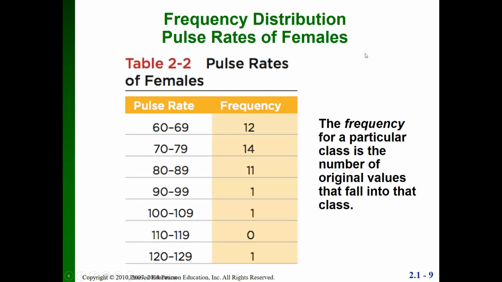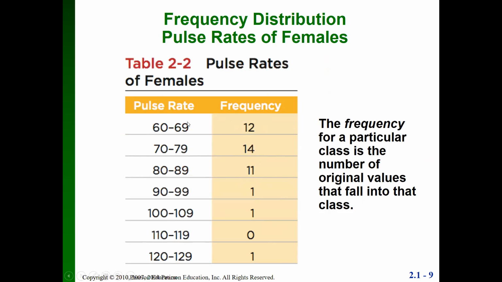So here is a pulse rate, and this is for the females. This is what we call a frequency distribution. All we do is pick ranges, in this case, anything in the 60s, the 70s, the 80s, etc. And then we just list the number of times something appears that is between 60 and 69.